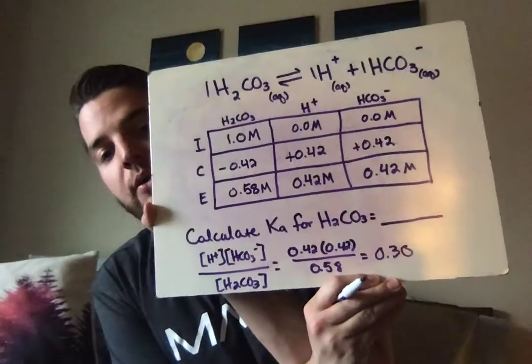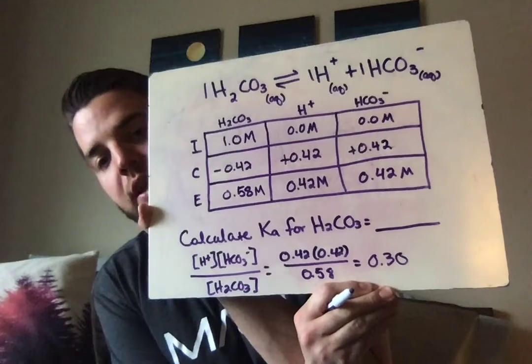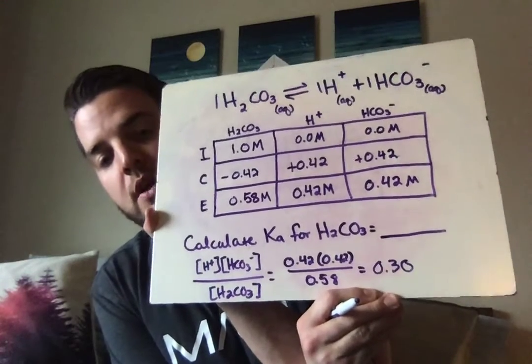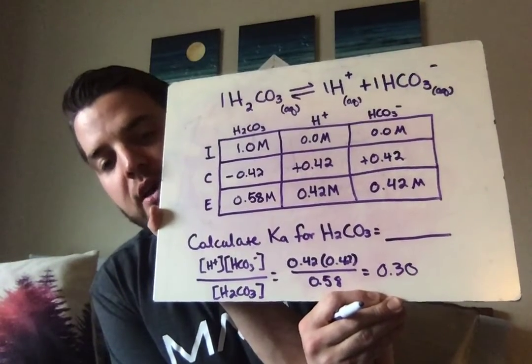All right, so 0.42 times 0.42 divided by 0.58, and I get a value of 0.30, okay? So my value came out to be 0.30 because that's my sig figs. Looks like 2 sig figs, essentially. So 0.30 is my KEQ. So that means it's a KEQ, or excuse me, KA, KEQ, KA, it's the same thing.